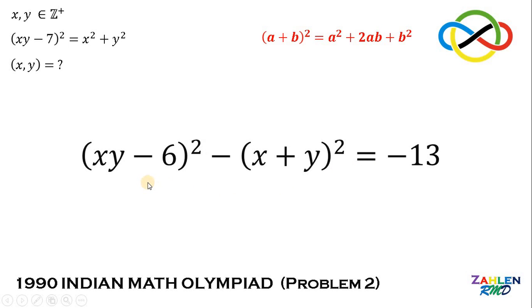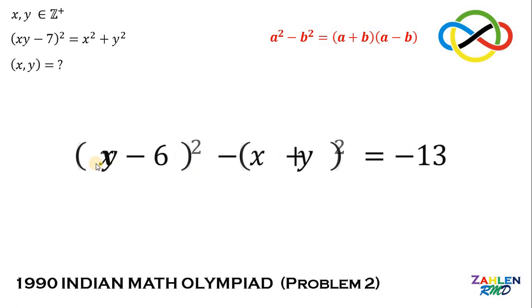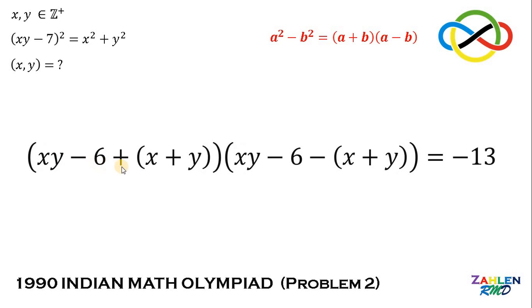Notice that we have a square number minus another square number. So, we can use the difference of two squares. If we have a² − b², it is equivalent to (a + b)(a − b). Therefore, the left-hand side of our equation can be factored as (xy − 6 + x + y)(xy − 6 − x − y).